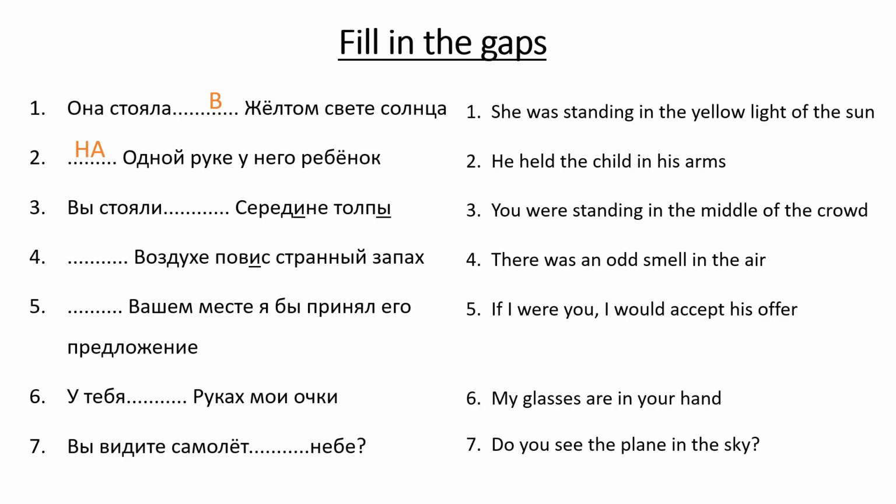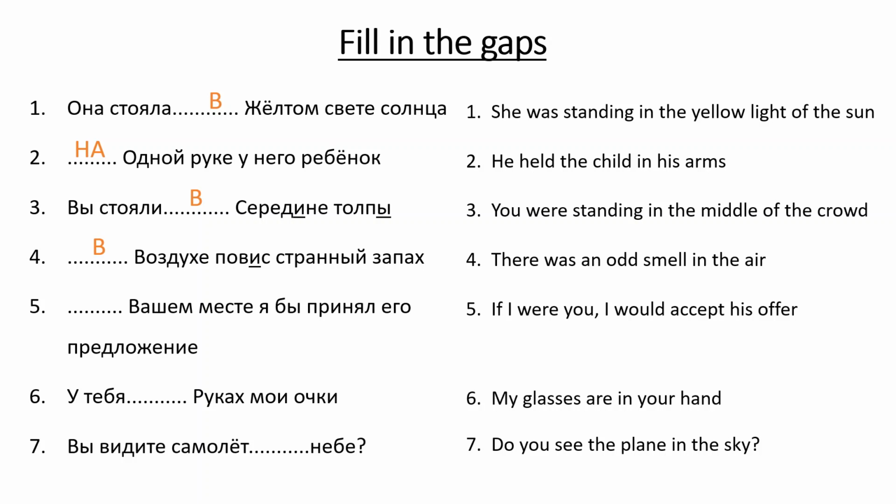Вы стояли, you were standing, blank середине толпы. So if it's in the middle of the crowd, it's surrounded by people, it uses в. Вы стояли в середине толпы. Number 4, blank в воздухе повис странный запах. So запах is a smell, странный is the adjective for strange, повис means it was hanging, and blank воздухе. So there was an odd smell in the air. Because it's a smell and it's kind of pervading the air, it uses в.